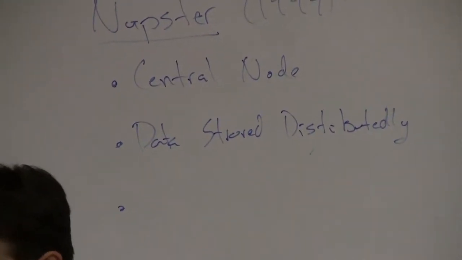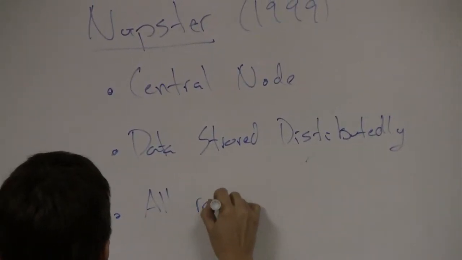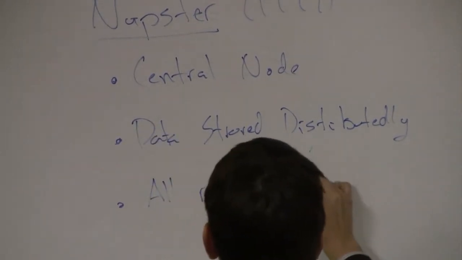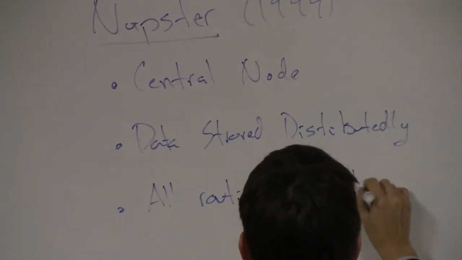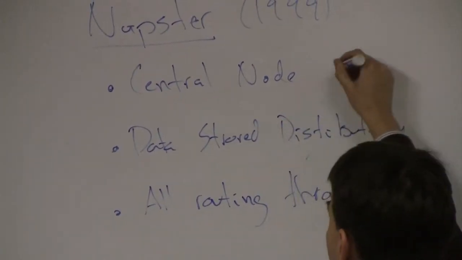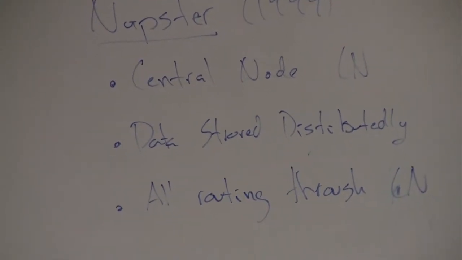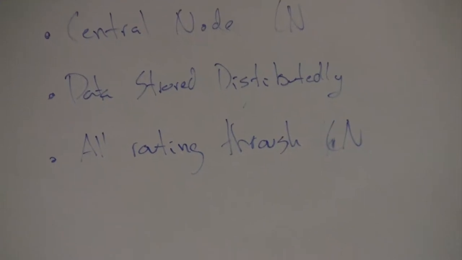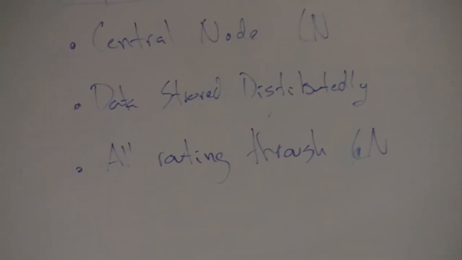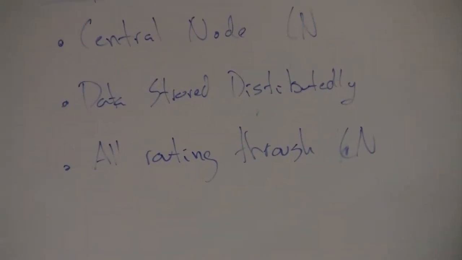And then all routing was through the central node, right? So if you wanted to find an MP3, you went to the central node and you searched for it, and it would give you a list of all the different places where you could download this MP3 from. And maybe there were some statistics based on which ones were closer to you. They would recommend those for faster download times.